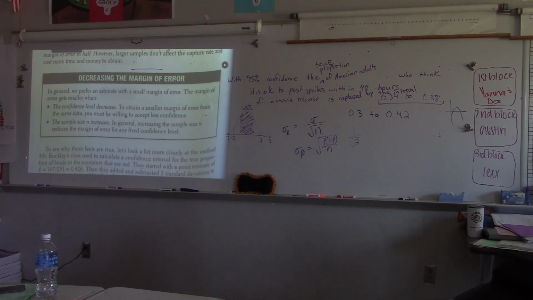The big idea that we need to notice is this. We prefer an estimate with a small margin of error, but that means either a lower confidence or a higher sample size. We generally prefer a lower margin of error, but that means either a less confident interval or a higher sample size. Somewhere in the notes is the end of that page.